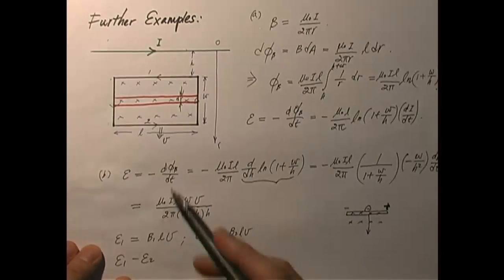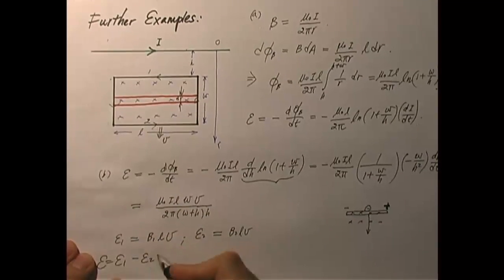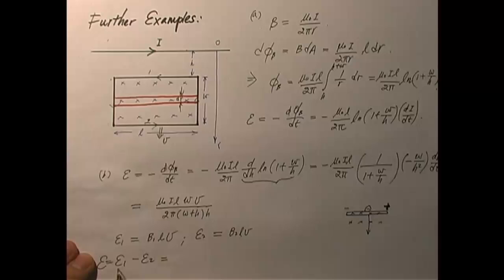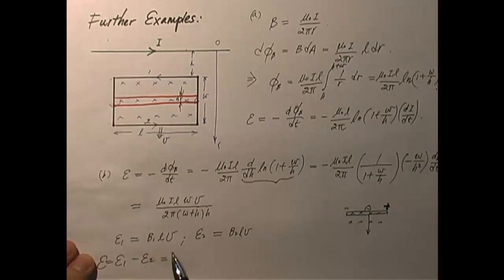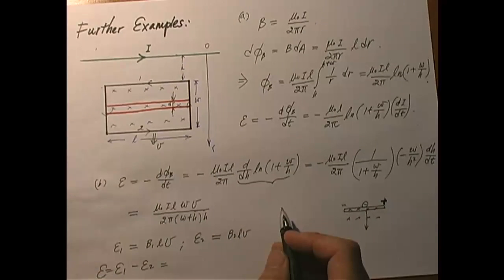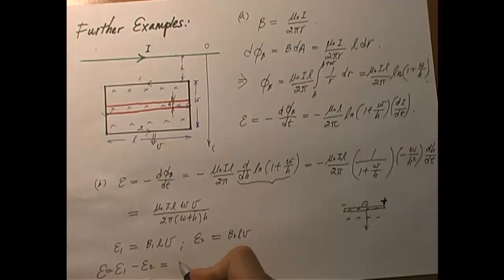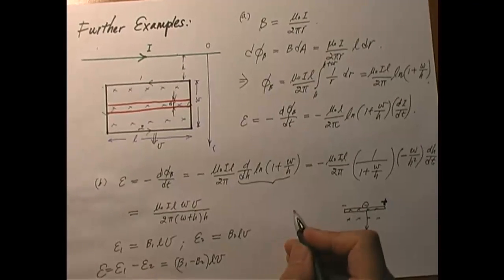But what is the magnitude of epsilon from this method? I want to see if this method will give you the same result as the previous method, using only changing magnetic flux. This is by cutting field lines. Do we get the same result? Well, let's hope we do. It is this minus that, so it's B1 minus B2, times L times V.